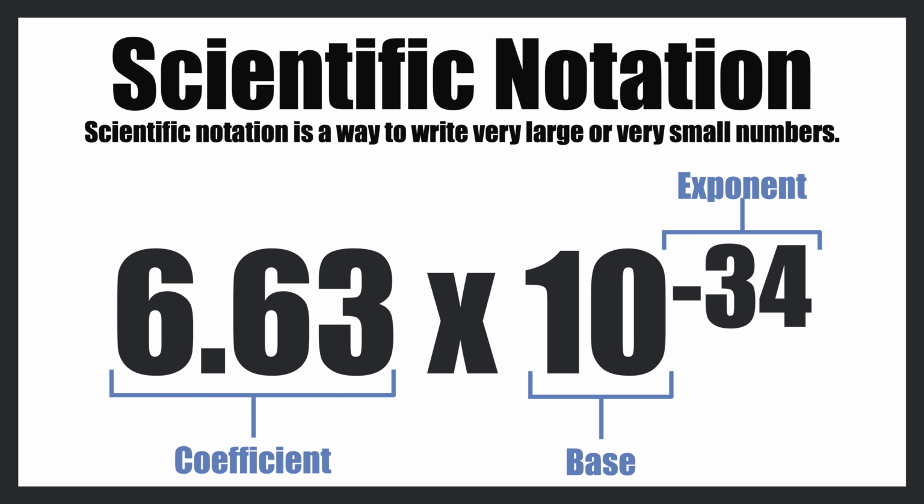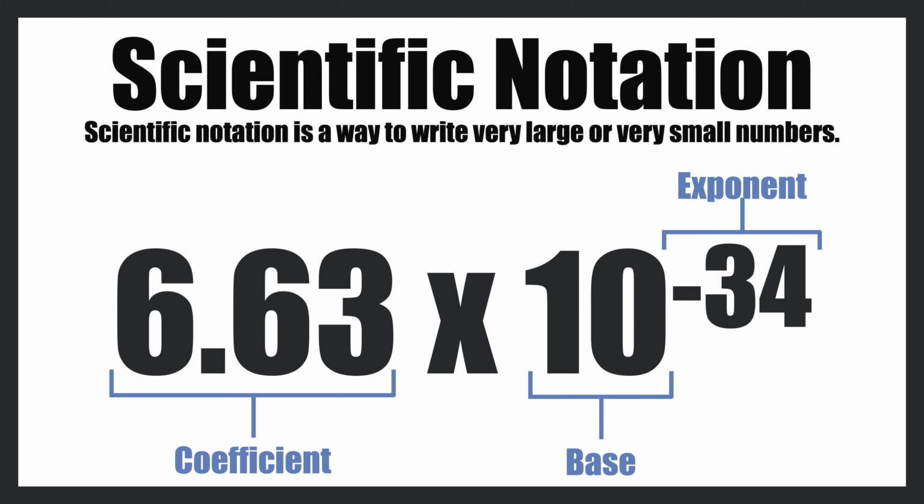So that number from the previous slide looks like this in scientific notation. It's 6.63 times 10 to the negative 34. That 6.63 part is called the coefficient, the 10 portion is called the base, and then the negative 34 is what's referred to as the exponent.